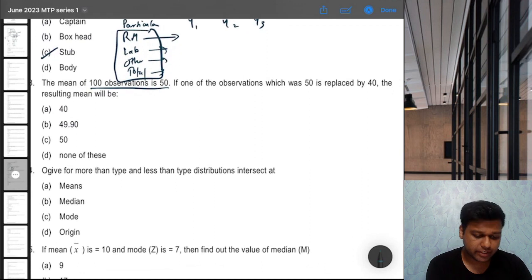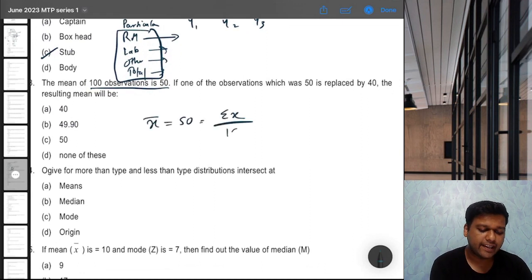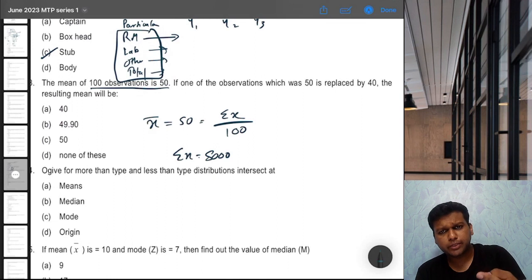Mean of 100 observations is 50. That means x bar is 50. X bar is summation x upon n. N is 100. Fine. That means the sum of all observations, summation x, is 5000.